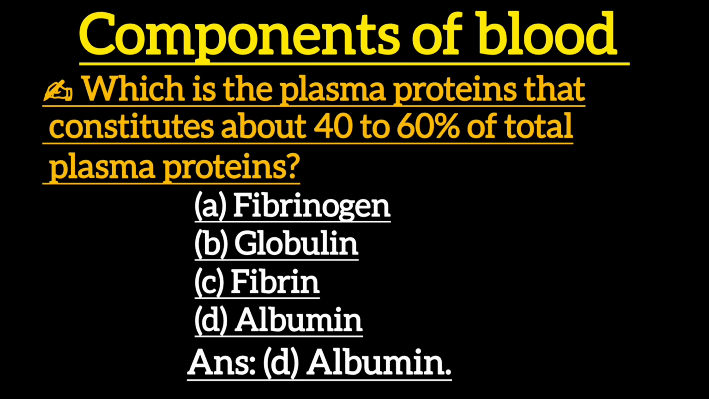Next one is which is the plasma proteins that constitutes about 40 to 60% of total plasma proteins. Option A fibrinogen, option B globulin, option C fibrin, option D albumin. Correct answer is option D albumin.